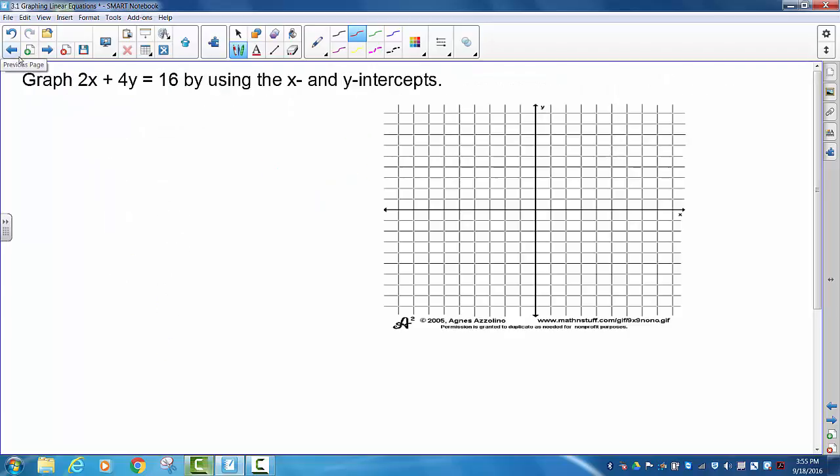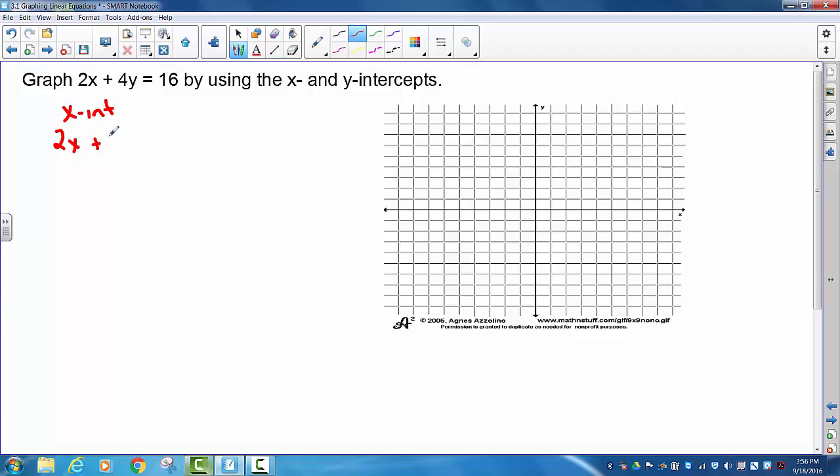Okay, let's graph 2x plus 4y equals 16 using the x and y intercepts. This is how you do this. Remember, I've said this several times, so hopefully it's beginning to be implanted in your brain now. 2x plus 4y equals 16. The x-intercept occurs when the y is 0. So this is what you can do to find the x-intercept.